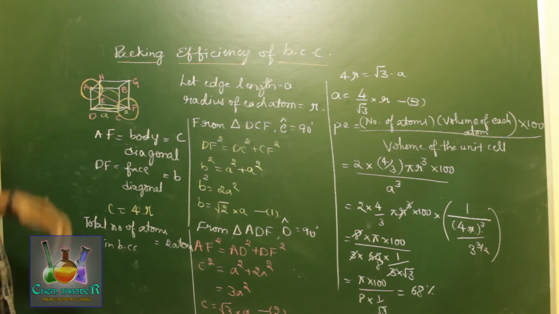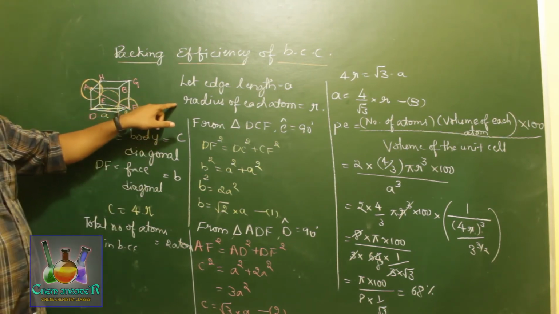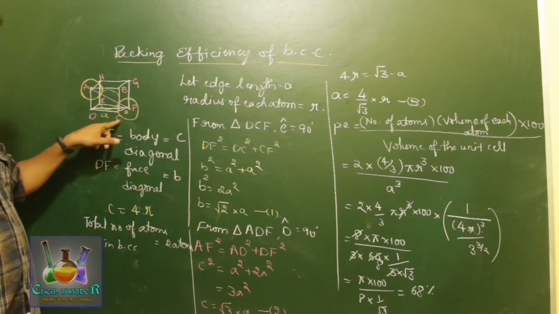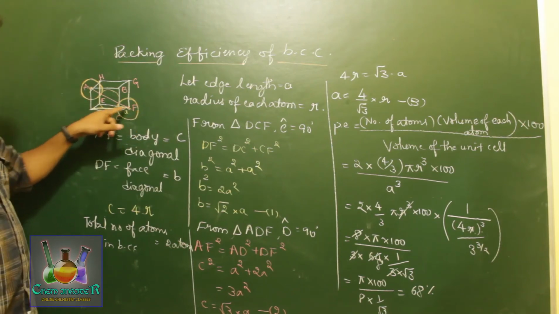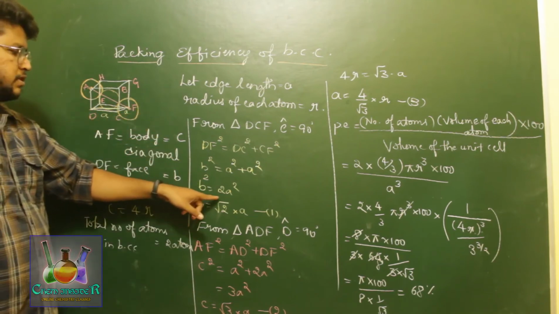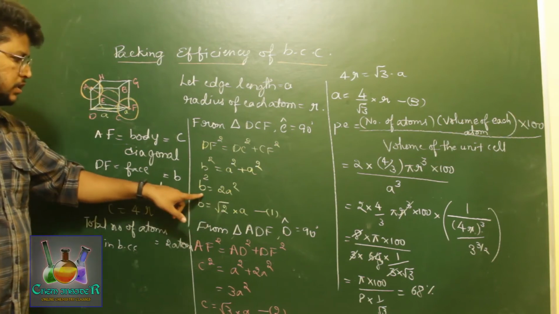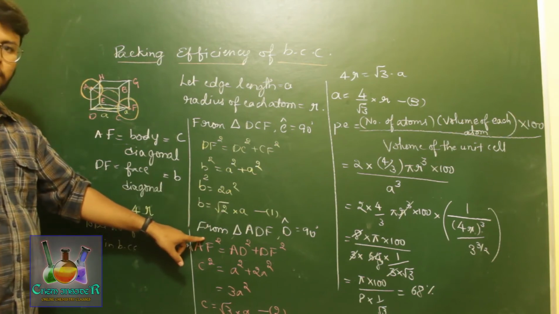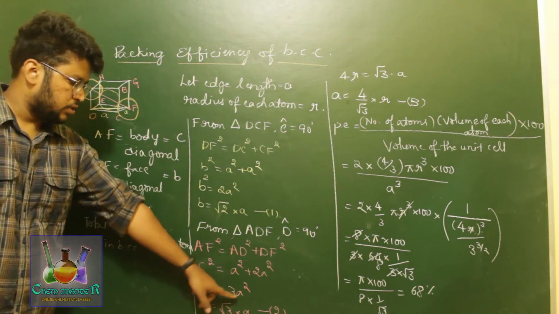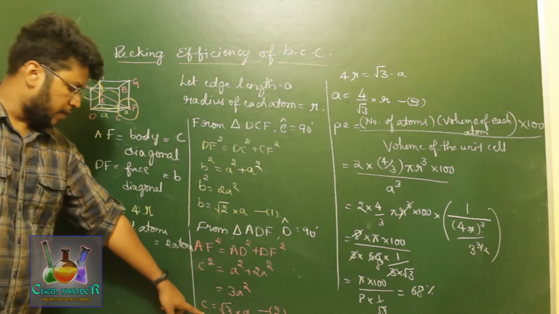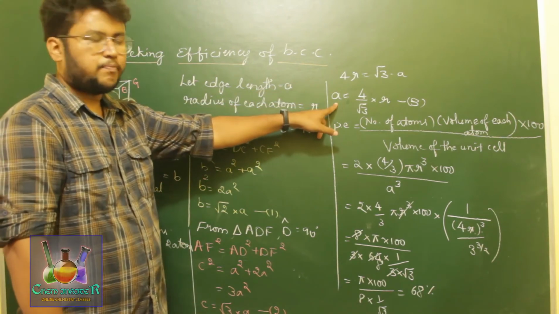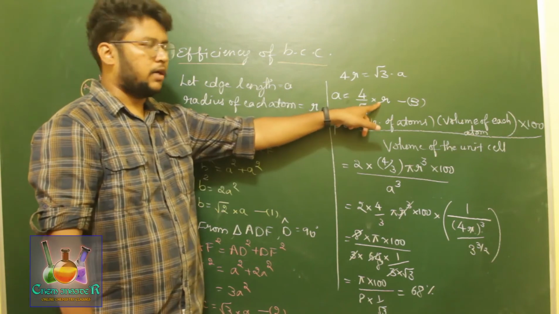Next, if we consider the edge length as A, radius of each atom as R, from the triangle D, C and F with angle C being 90 degrees, we can calculate the value of DF by Pythagoras theorem, that is B square is equal to 2A square. Using that B square value in the triangle ADF to find AF square, we get C is equal to root 3 into A. And we know the value of C, that is 4R. Substituting that value, we get the value of A, that is 4 by root 3 into R.